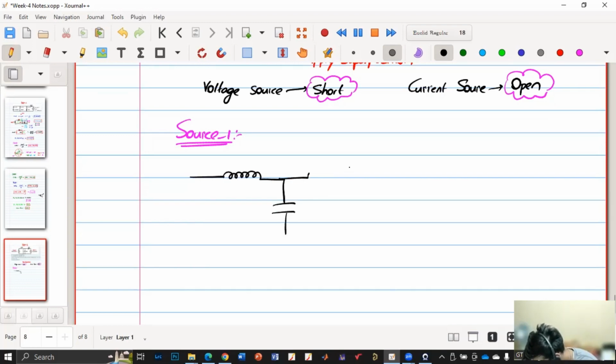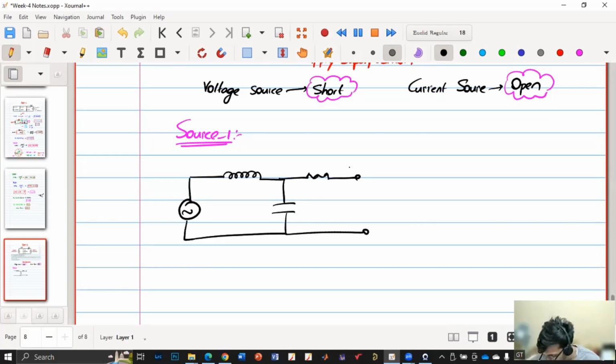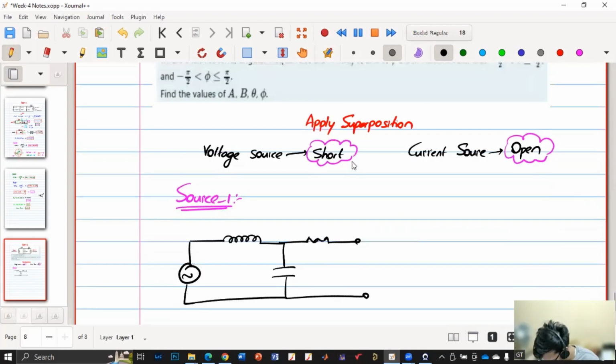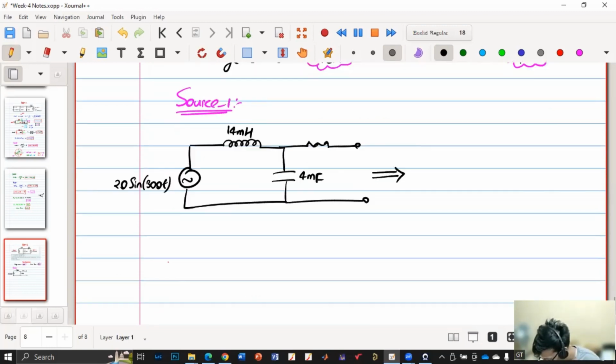Here there is the resistor and this is open. And we have the source. So it is 220 sine 300t. And this is how much? 14 millihenry and 4 millifarad. So now we'll transform this into our phasor. What is the omega? Omega is 300 radians per second, right?